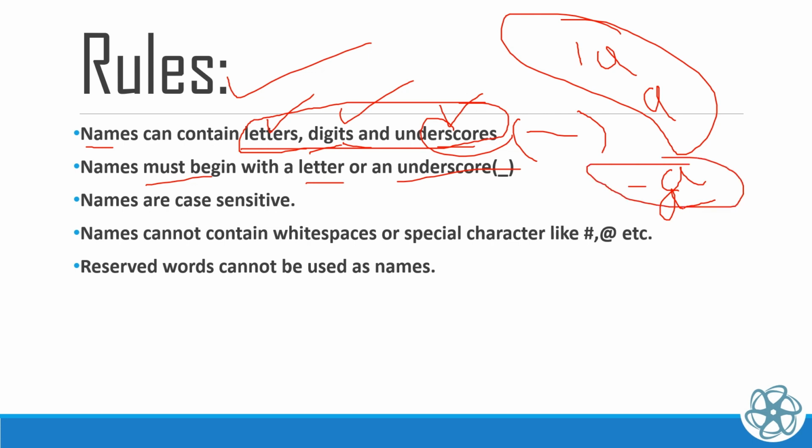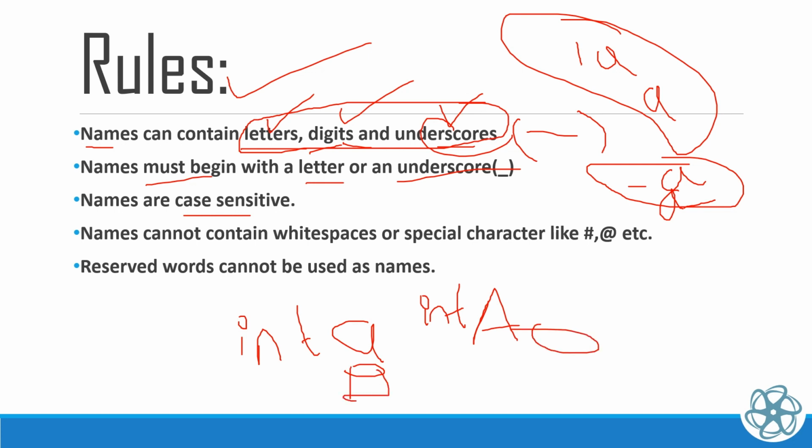Next is, names are case sensitive. I mean, a is different from capital letter A. If I give int a, and this is also int a, its container is different from the other container. As they are case sensitive, even a slight change, uppercase to lowercase or lowercase to uppercase, the variable behavior is going to change. The variable containers are going to change.